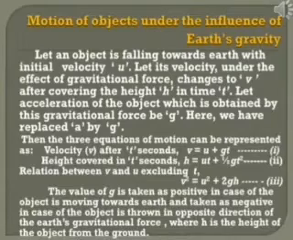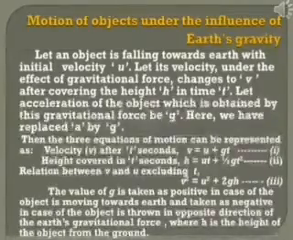Then the three equations of motion can be represented as: velocity after t seconds, v = u + gt. This is equation number 1. Height covered in time t seconds, h = ut + 1/2 gt². This is equation number 2. And the relation between v and u excluding time t, v² = u² + 2gh. This is equation number 3.